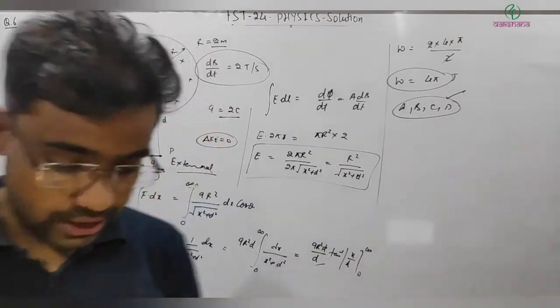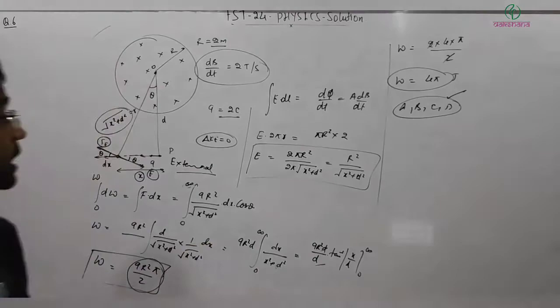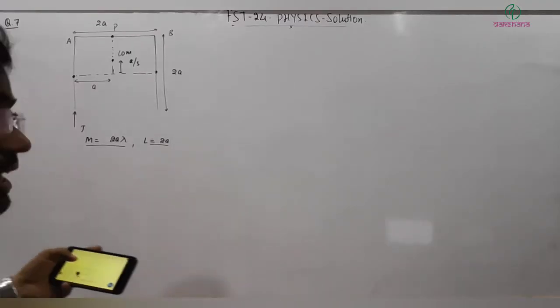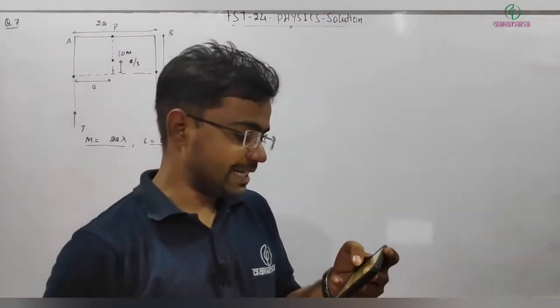Next, this is question number 6. Next we have passage based. Let me first erase this question. Okay, next, questions number 7 and 8, it's a passage based question. So the paragraph for questions number 7 and 8, let me read it first.